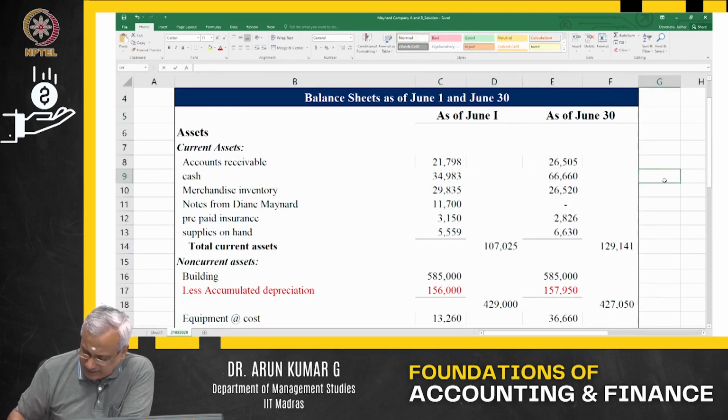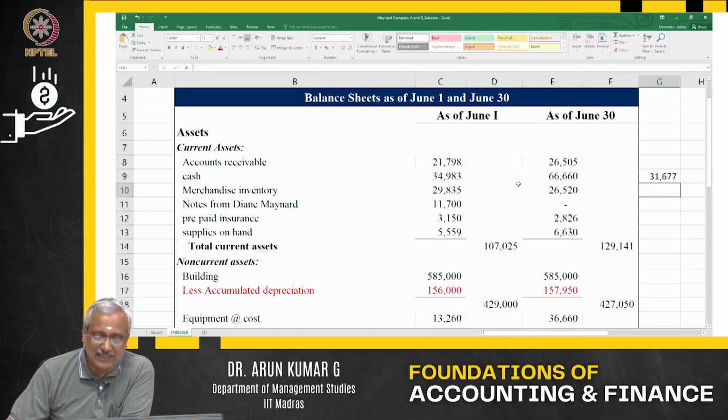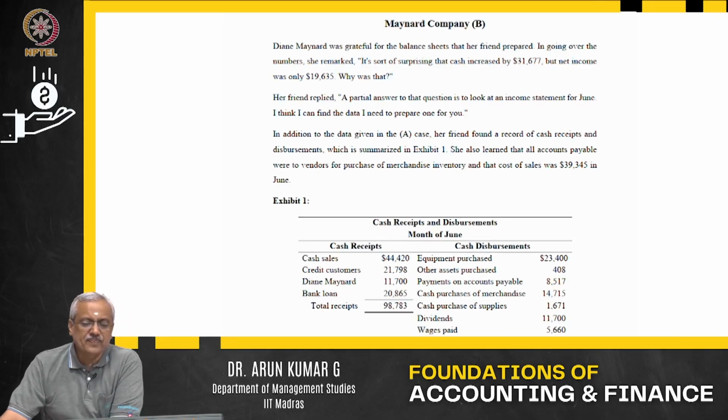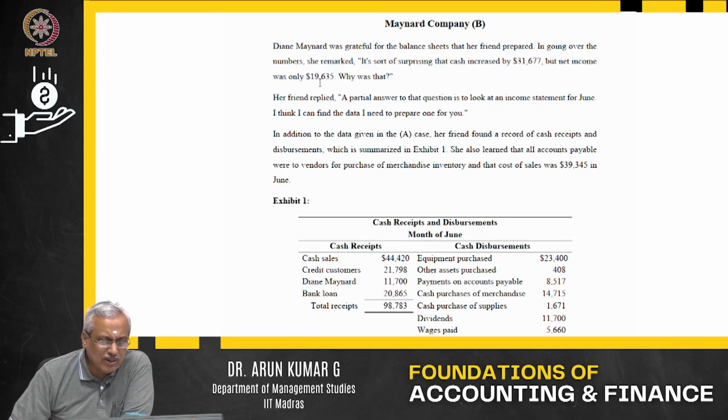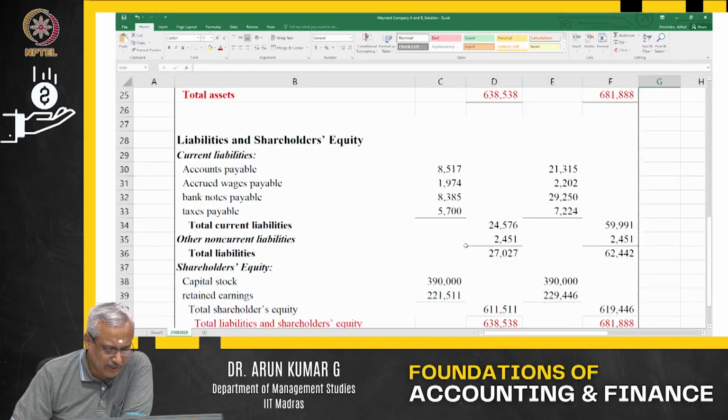31,000, whatever it is. We can verify it. This minus this is basically 31,677. That is what the cash has increased, and that is what she says. But the net income was only 19,635. That also we will verify. 19,635.